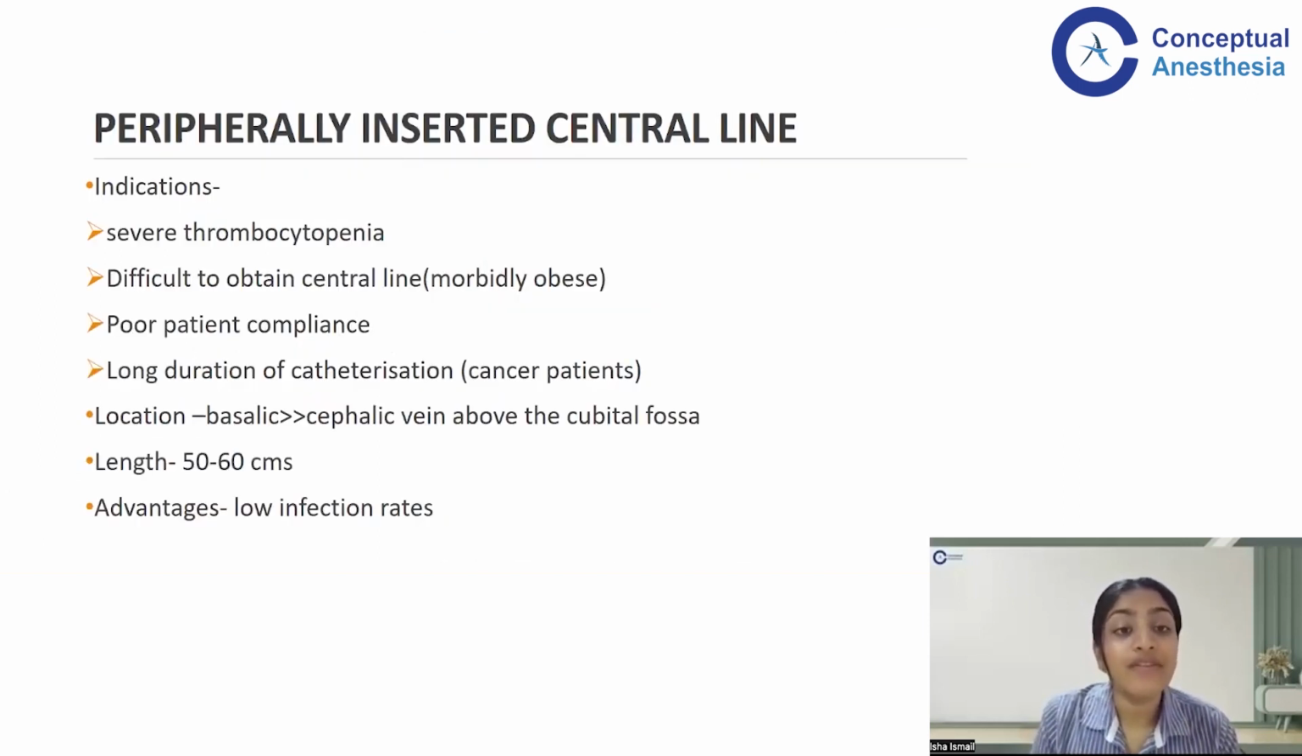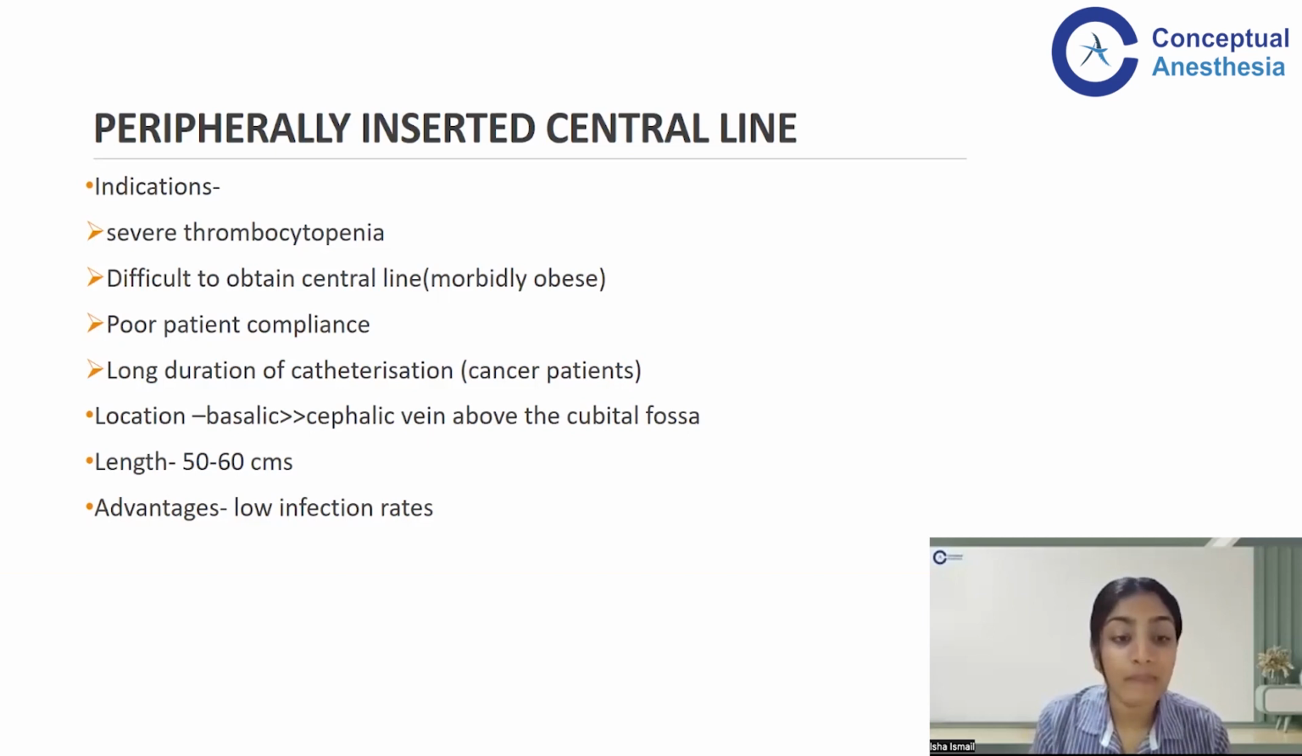Now we'll come to peripherally inserted central line, also called the PICC lines. Now these are when you want the advantages of a central line, but you don't want the difficulties of a central line. So in a patient who is severely thrombocytopenic, you know that it's going to bleed. You want it to be in a peripheral location so you can mechanically compress it. Patients who are difficult to attain a central line to begin with, like a morbidly obese, the length of your cannula itself is not reaching the vessel. This is also a possibility.